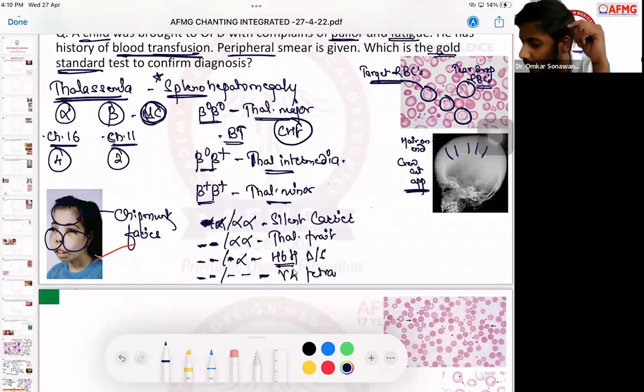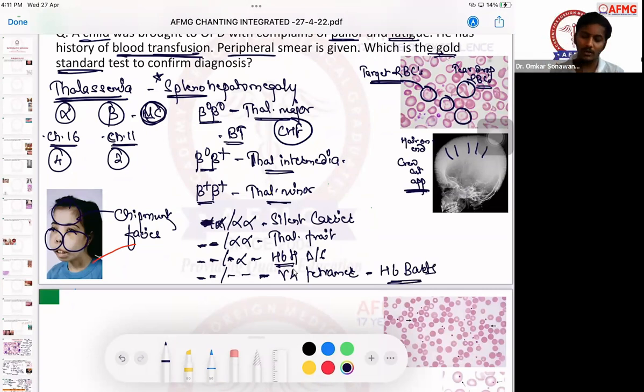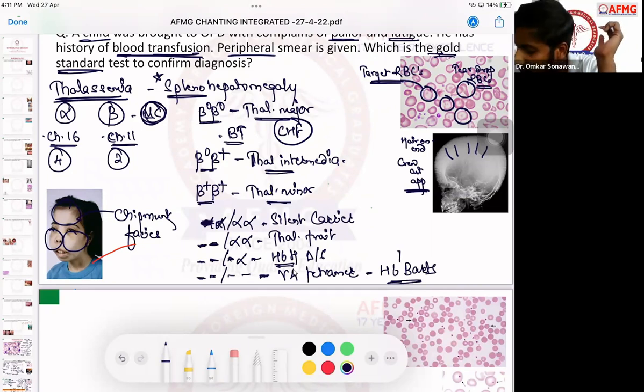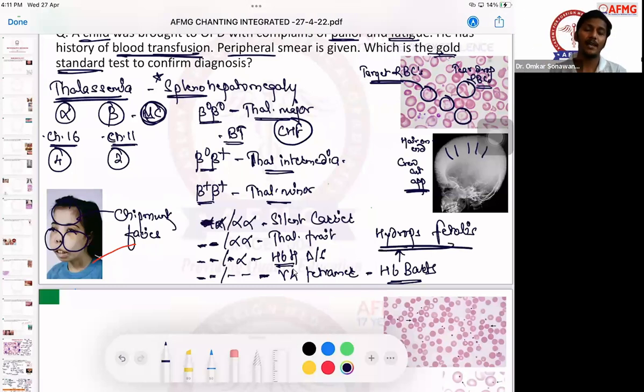And this gamma 4 tetramer, if formed, leads to formation of a hemoglobin known as hemoglobin Barts. Please remember, hemoglobin Barts is nothing but a gamma 4 tetramer. And this hemoglobin Barts is incompatible with life. That means the fetus cannot survive if he is having hemoglobin Barts. And therefore, the patient will die due to a condition known as hydrops fetalis or erythroblastosis fetalis.